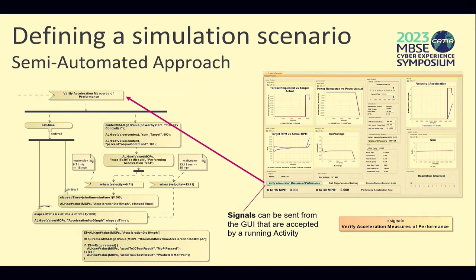So we were checking the velocity when it hit 15 miles per hour and 30 miles per hour. And that's what we have the accept event actions with the when on there. So it says when velocity is greater than or equal to, in this case in meters per second, 6.71, then what we'll do is grab the original sim time and what the sim time is now. That's the amount of time that it took, and then it compares that against the requirement and says, did we meet the requirement? So that's how it used the opaque actions to do that.